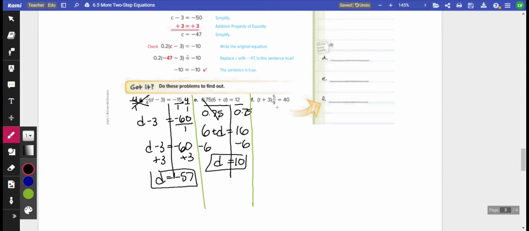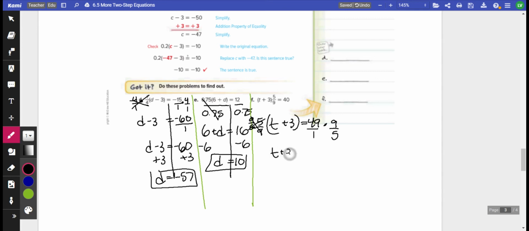Okay. Lastly, for letter F, I'm going to rewrite this, T plus 3. The 5/9 in the back is absolutely allowed, but I'm actually going to bring it back to the front because that's the way that I'm used to seeing it. It makes it a little bit easier. So now I'm going to multiply both sides by 9/5.